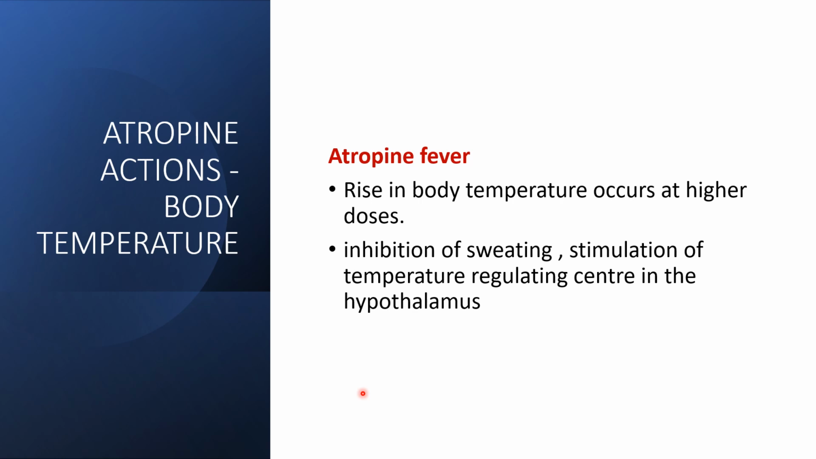Atropine increases the body temperature, especially in high doses, because of inhibition of sweating and also stimulation of the temperature regulating center in the hypothalamus. So because of these actions, the body temperature is increased. So atropine fever is especially seen in high doses in children.